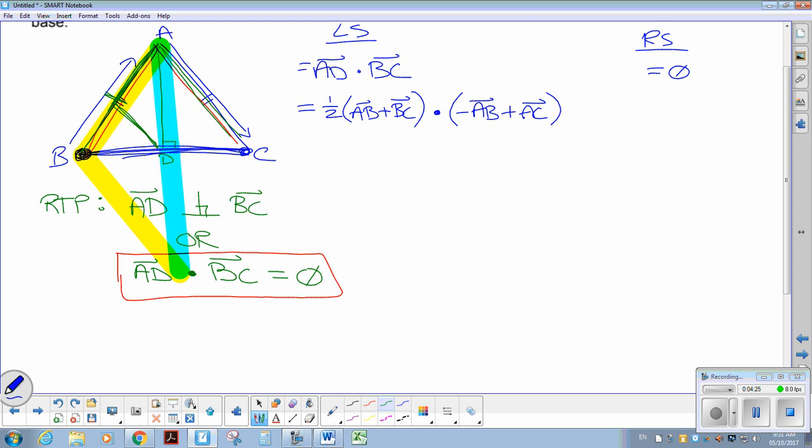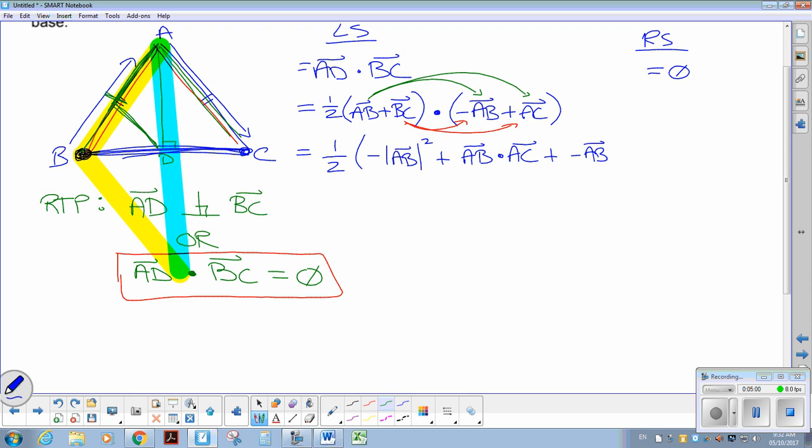Now we can just go ahead and use our dot product property. Using the distributive law, we distribute the vector AB in. AB dot itself would be the negative of the magnitude of AB squared, plus vector AB dot AC. Then we do our distribution for BC, so we end up with plus negative AB dot BC, and then finally plus BC dot AC.